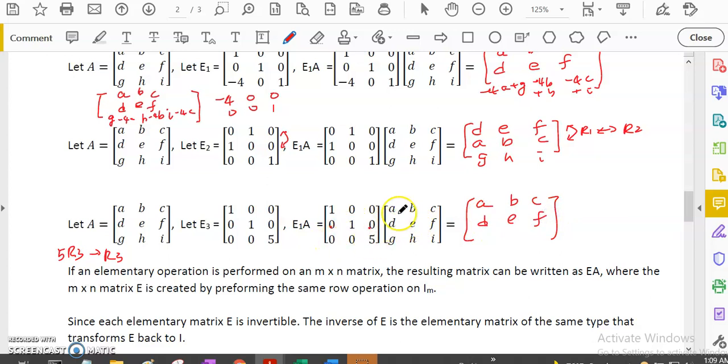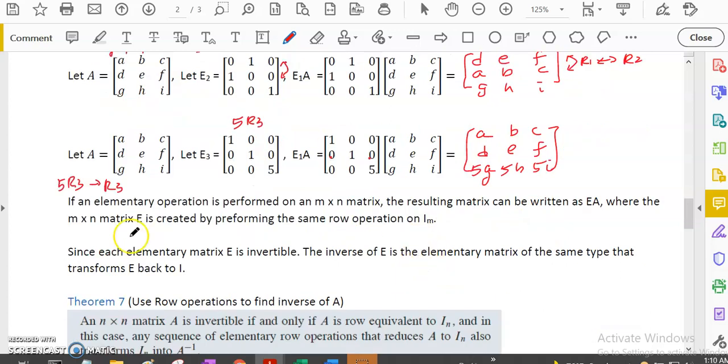Then the last one will be row times column. It will be 5A, right? Oh no, 5 row times column, 5G. And then it will be 5H and 5I. You can see that it is actually 5 times row 3, right? So if you want to do the elementary row operation on the original one, you use the elementary matrix and you multiply it. So in a nutshell, when an elementary operation is performed on an m times n matrix, the resulting matrix can be written as EA, where E is created by performing the same row operation on the identity matrix.